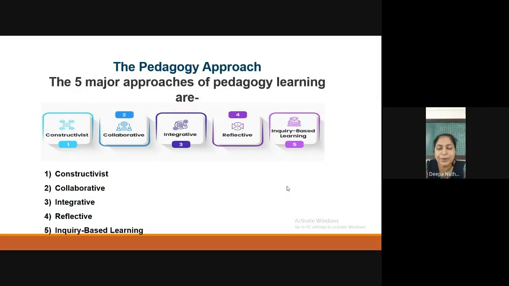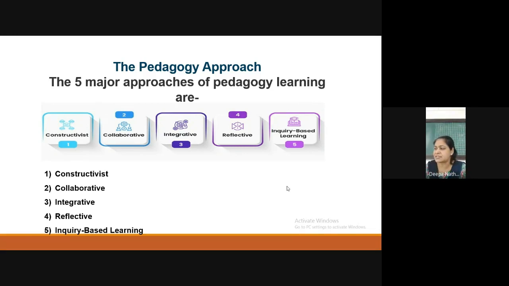The pedagogy approach. Why is it important? It's very important. I must say it's a need of the day. The five major approaches of pedagogy learning are: the first one is constructivist, the second one is collaborative. Which approach should you take up and why? Because we have simple examples for these: integrative, reflective, and inquiry based.